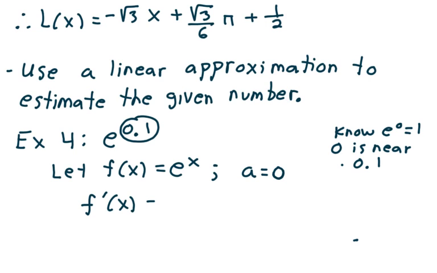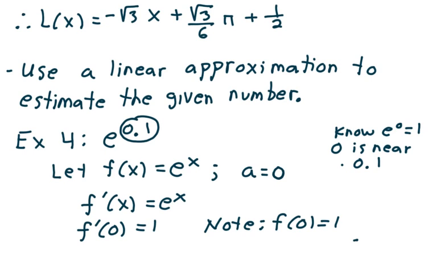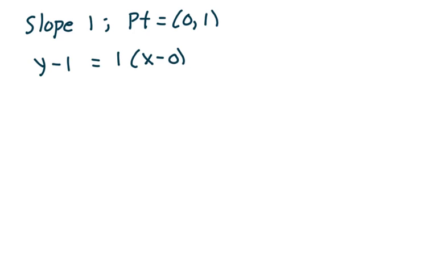Now, f prime of x is e to the x. F prime of 0 is 1. And also note, f of 0 is 1, right? So basically what I'm doing is I'm looking for the tangent line. So we have a slope of 1, and we have a point 0, 1. And so y minus 1 is 1 times x minus 0, right? And so y is x plus 1. Okay, so that's the tangent line at 0, 1.